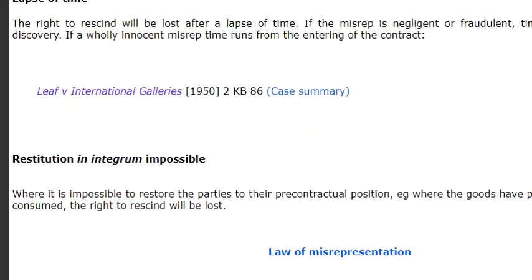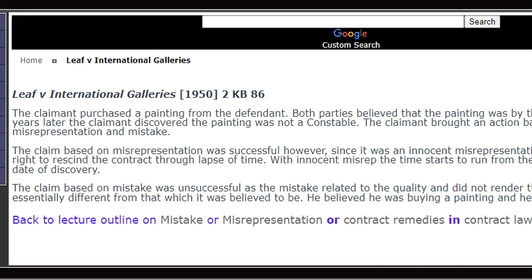I believe I found the case, Leaf versus International Galleries. It was a case that occurred in 1950. In this case, the claimant purchased a painting from the defendant. Both parties believed that the painting was by the artist Constable. In fact, five years later, the claimant discovered the painting was not a Constable. The claimant brought an action based both on misrepresentation and mistake.